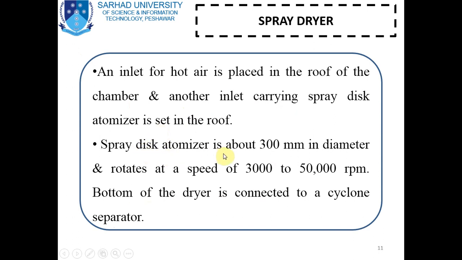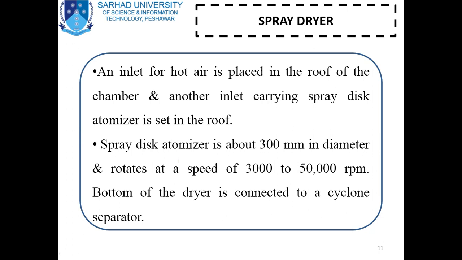The spray disk atomizer is about 300 millimeters in diameter. If you select the spray disk atomizer here, its diameter is 300 millimeters, and the speed of rotation is 3000 to 50,000 rpm, that is rotations per minute. That is the speed of the spray disk atomizer, which is responsible for the atomization of the liquid or feed that is to be dried.